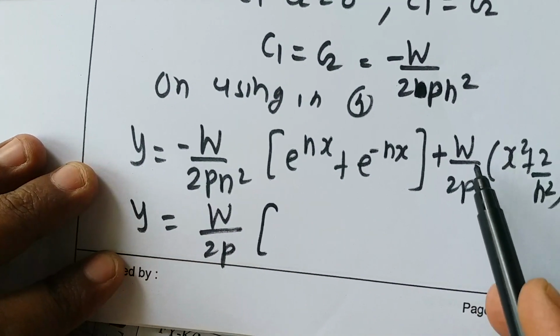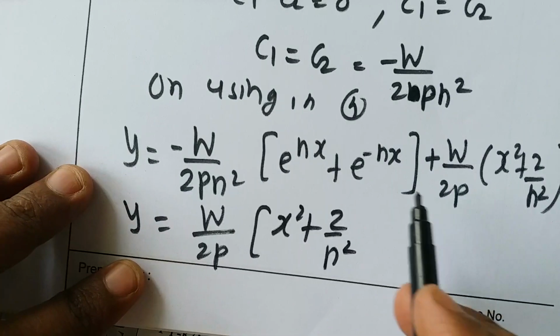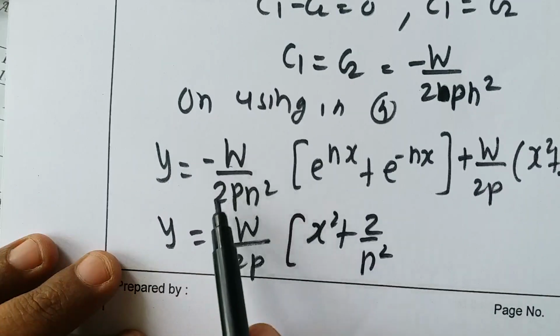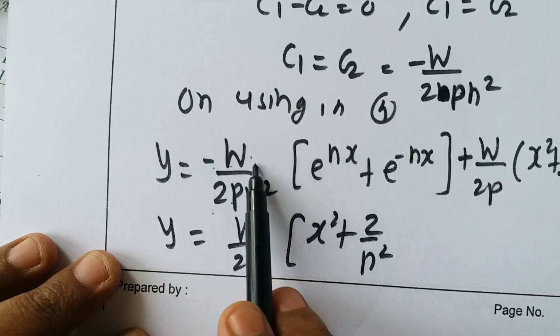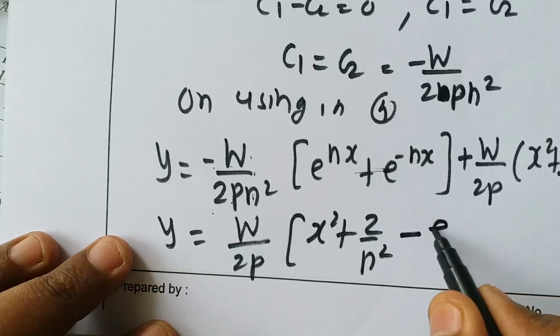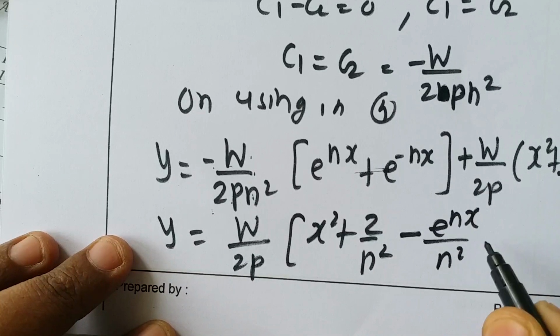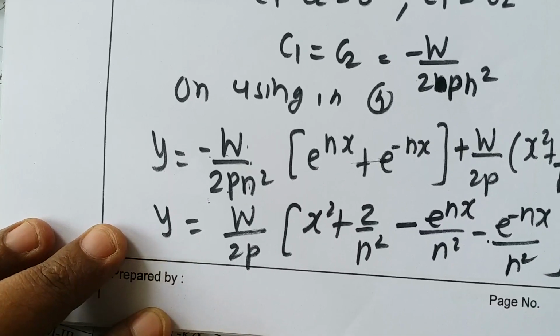So the first two terms will be as they are, x square plus 2 by n square. Here we have taken w by 2p common, so minus 1 by n square we have to multiply inside. So after multiplying by minus 1 by n square to this term, both terms will become negative: e raised to nx by n square minus e raised to minus nx by n square.